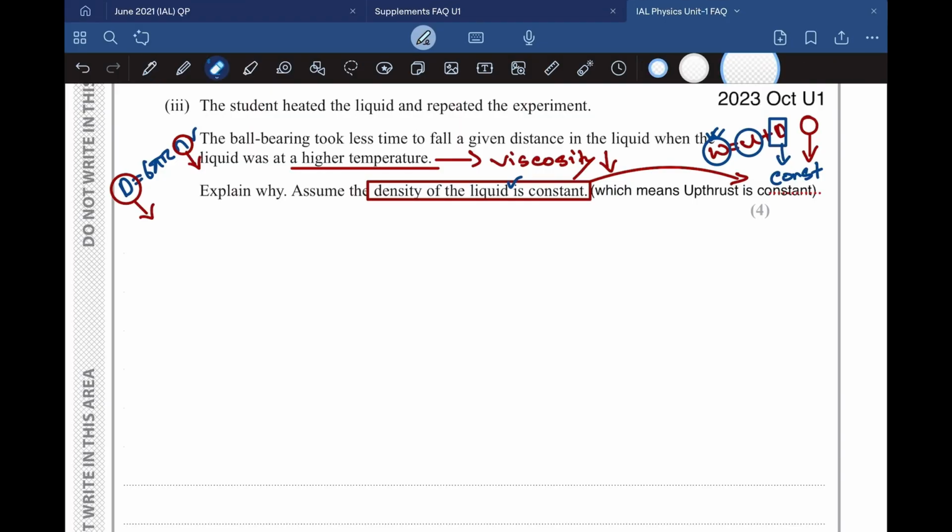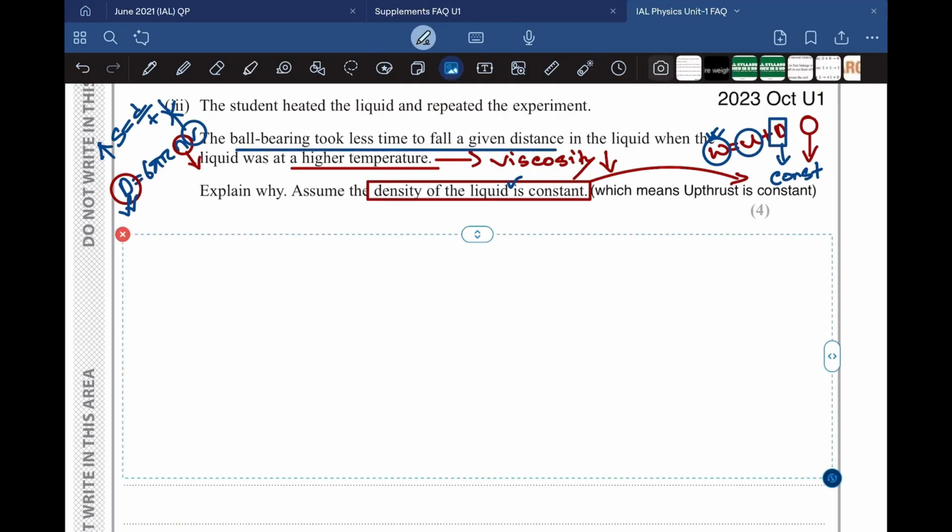Now the question arises: if the drag has to be constant and the viscosity decreases, something must change, right? The thing that will change is that the terminal velocity will increase, to compensate for the decrease in the viscosity so that the drag remains constant. And if the terminal velocity is increasing, we know speed is equal to distance divided by time taken. If the speed increases, the time taken decreases. So the ball bearing will take less time to fall a given distance.